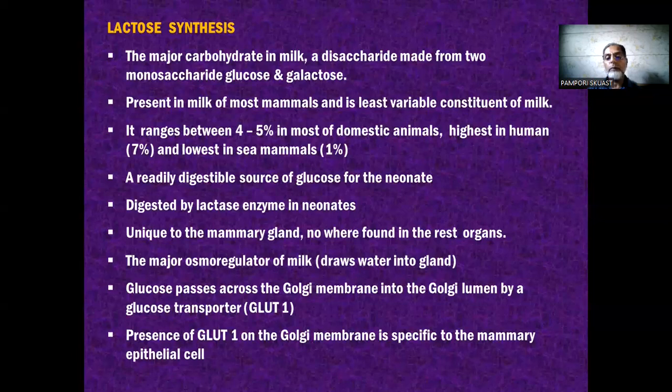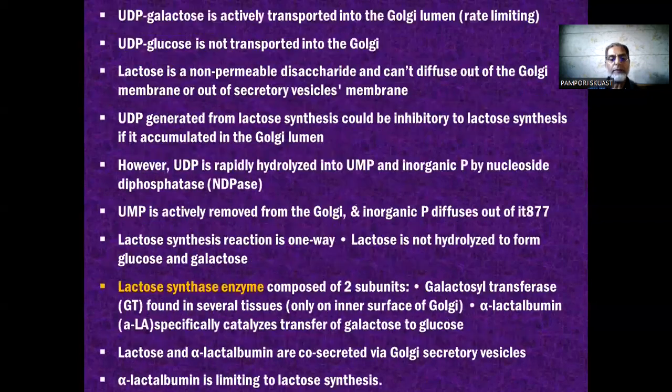Glucose passes across the Golgi membrane into the Golgi lumen by a glucose transporter, that's GLUT1. The presence of GLUT1 on the Golgi membrane is specific to the mammary epithelial cells. So this glucose enters into the epithelial cells simply as it is being diffused, as in other cells, as per its concentration gradient, or maybe through these glucose transporters. Once it is in the cytoplasm of the cell, it is taken into the Golgi membrane by a transporter, that's GLUT1. And this GLUT1 is only present in the Golgi membranes and is specific to the mammary epithelial cells.